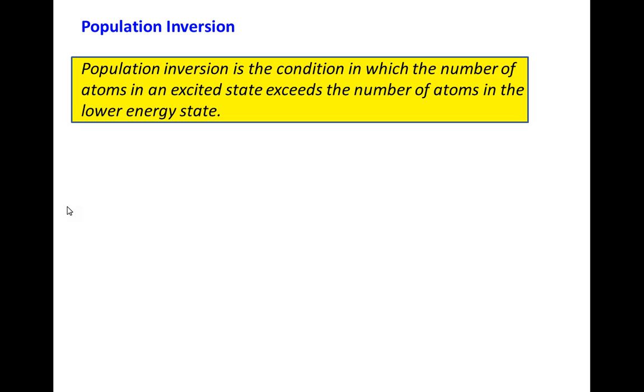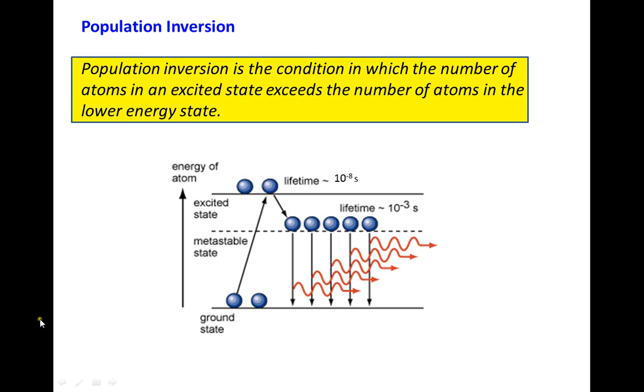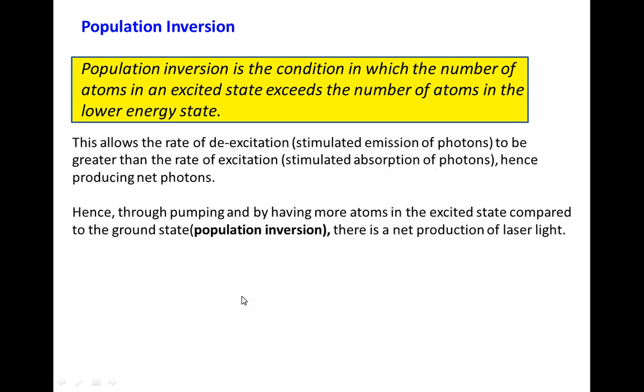population inversion. Population inversion is a condition in which the number of atoms in an excited state exceeds the number of atoms in lower energy states. That means there are more atoms in energy level E metastable over E1. If you look at this diagram, you can see very clearly that there are 5 atoms in the excited metastable state compared to a lower energy state, which is here, the ground state. This allows for a rate of de-excitation to be greater than the rate of excitation, hence producing net photons.